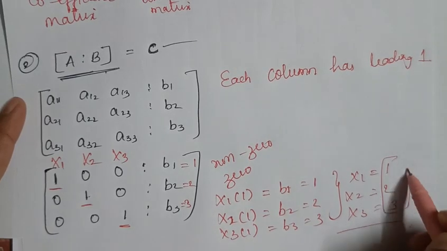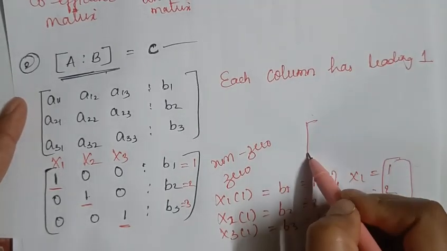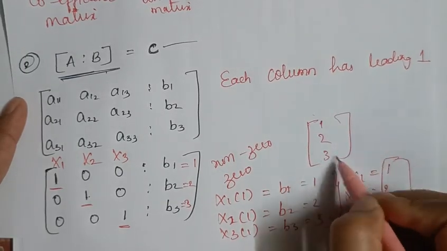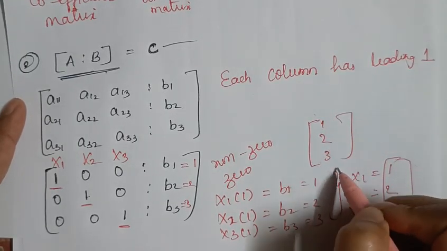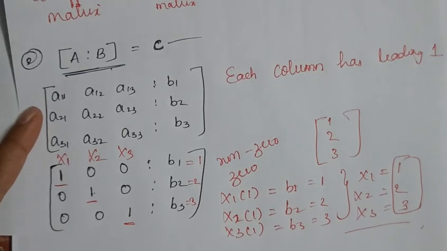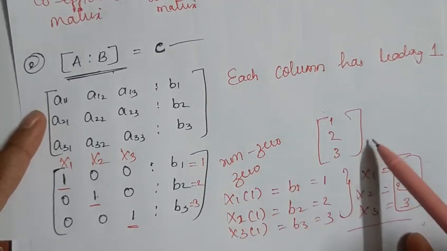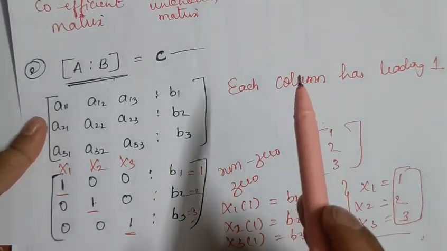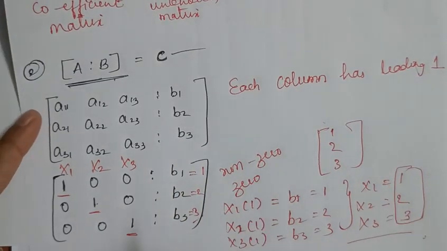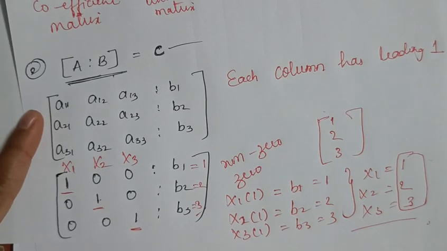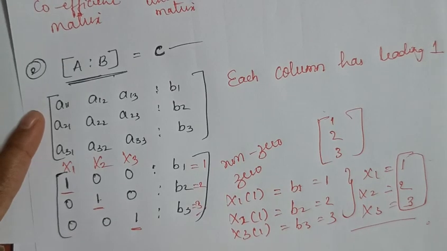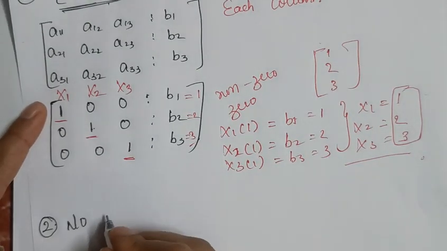So this is a unique solution. If you ask me what is the value of the unknowns, I can tell you x1 is equal to 1, x2 is equal to 2, and x3 is equal to 3. You have a unique solution for this matrix. Hence, you know how to find a unique solution. Now let me tell you how to find, I'll go first with no solution.